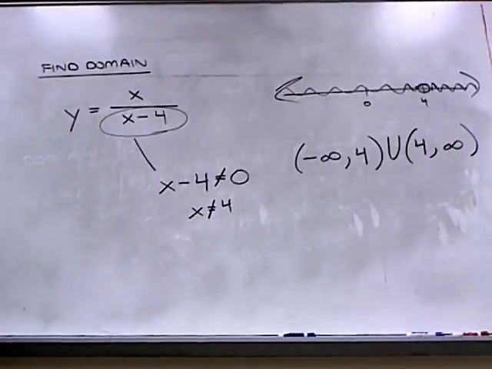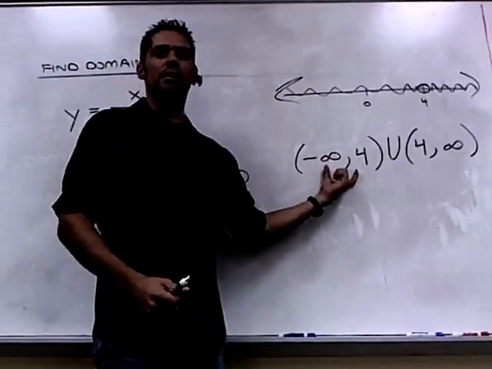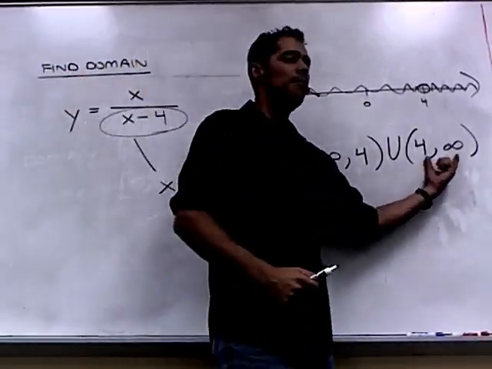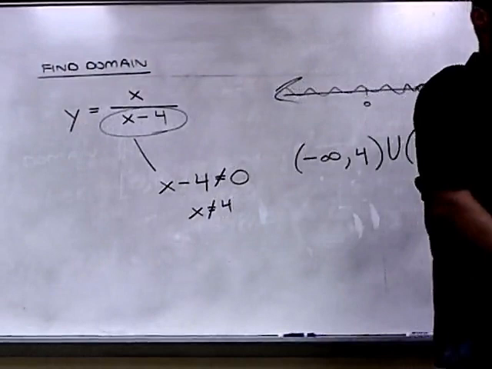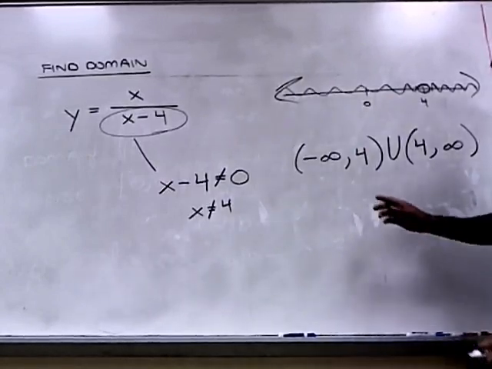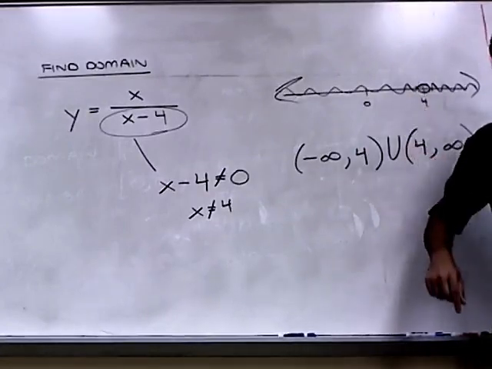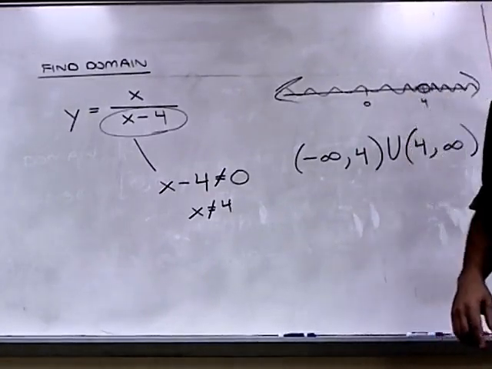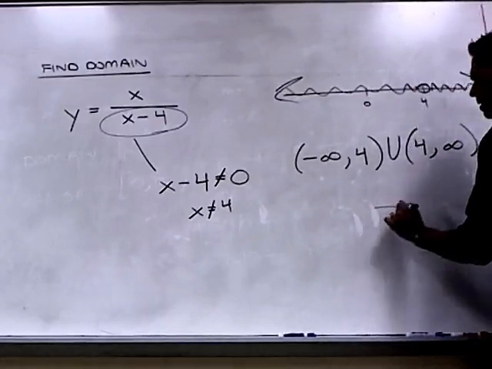Everything in this interval, pick any number here, and we're good to go. Pick any number in here, we're good to go. Following? Questions? Yes. Wait, negative infinity caret 4? Like this?